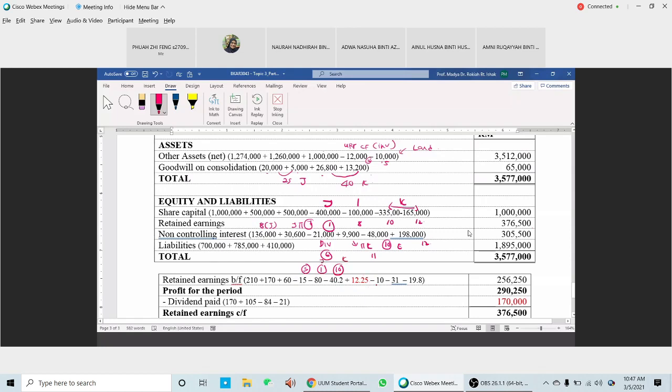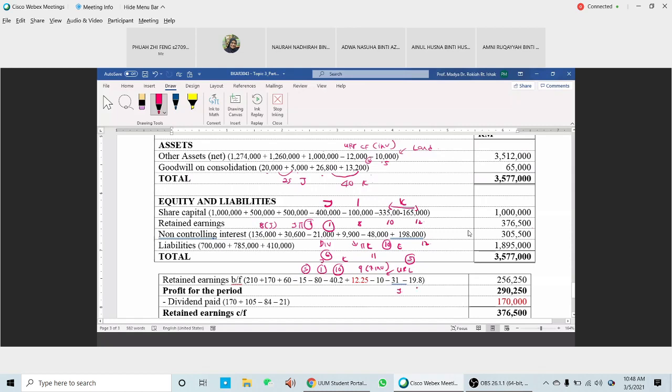12.25, where does this figure come from? 12.25, item number 9. Number 9 here is related with the increase in the value of investment. So we are going to have RE credit. Credit means that you need to plus. Minus 10 here is from the URP of land, which is item number 5. Minus 31, item number 8. Number 8 here is your Jebat, the one that you allocate to the NCI.